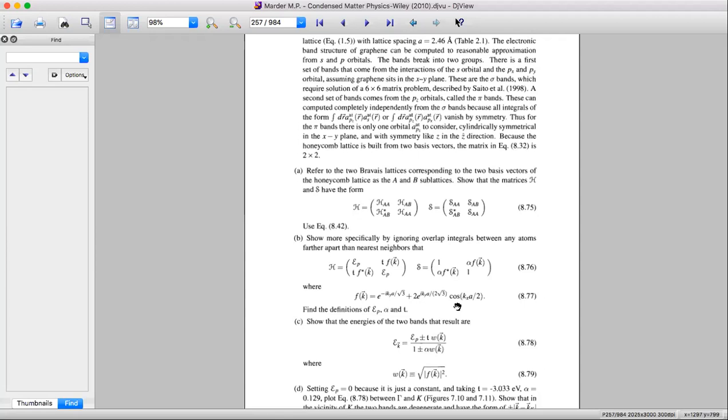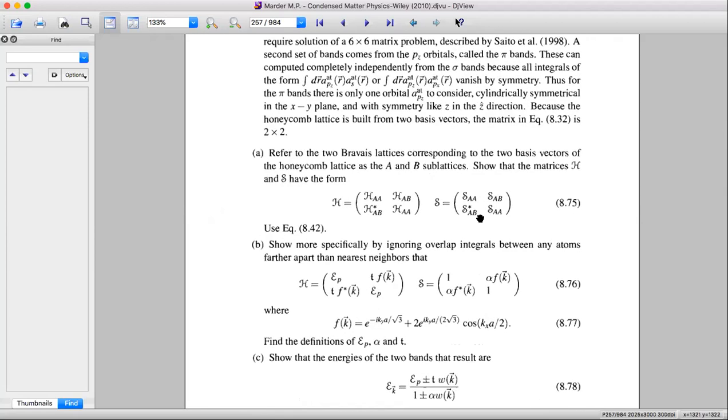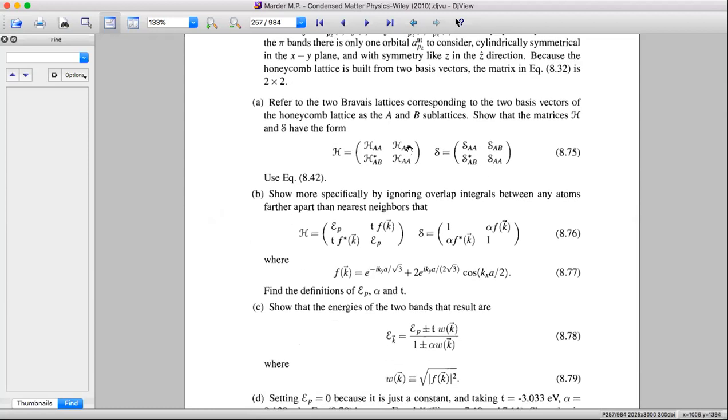So alphas are overlap integrals between p orbitals, the way they have given here in this problem. So this is SAB and this part is HAB. Now, HAB is the hopping matrix element connecting a B site to its three nearest neighbor A sites. First thing you have to ensure is that you understand the structure of the crystal very well, not just how it looks, but what are the lattice vectors and what are the two atoms that form the basis and what are their locations.